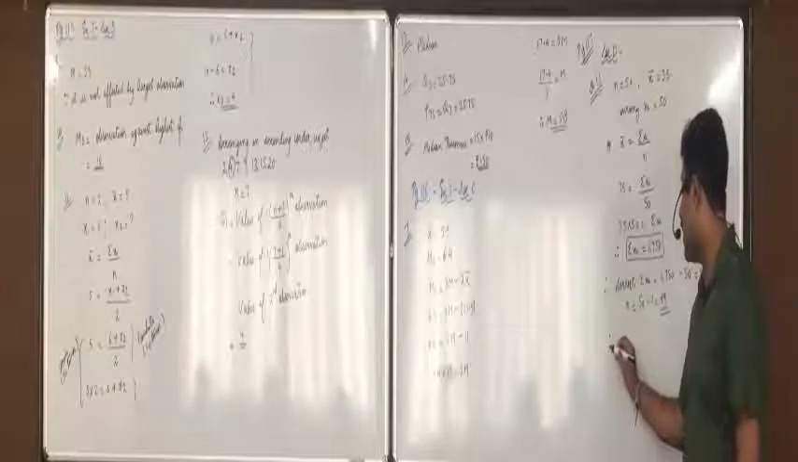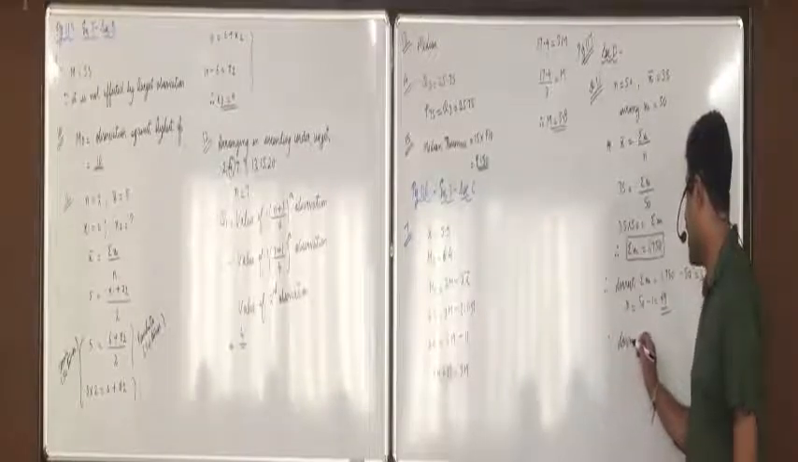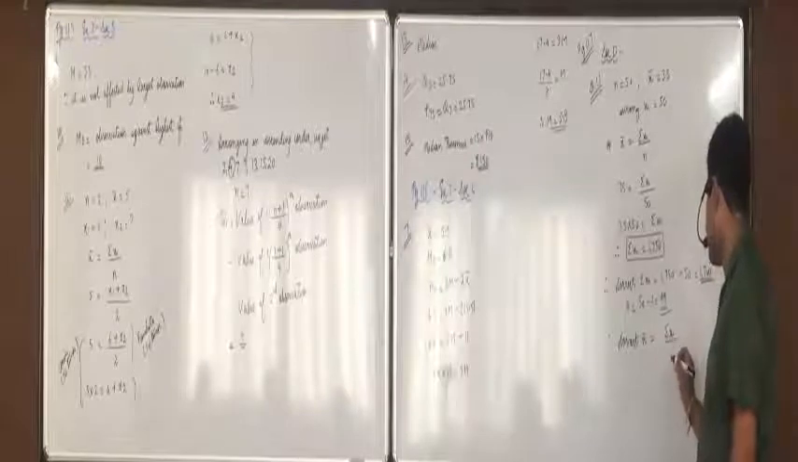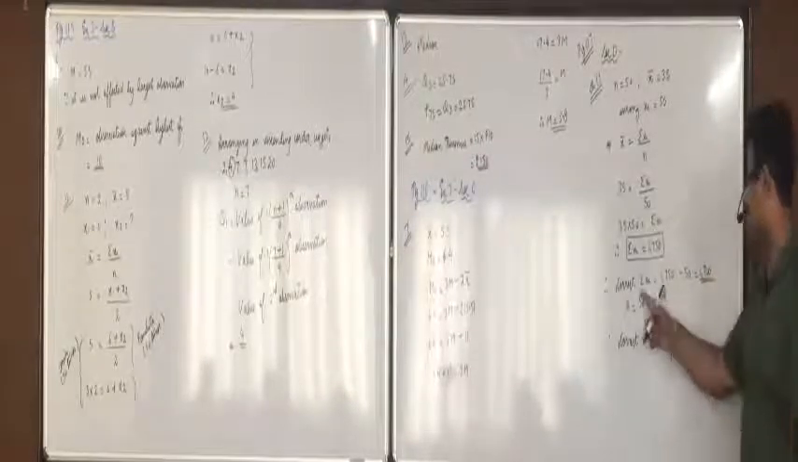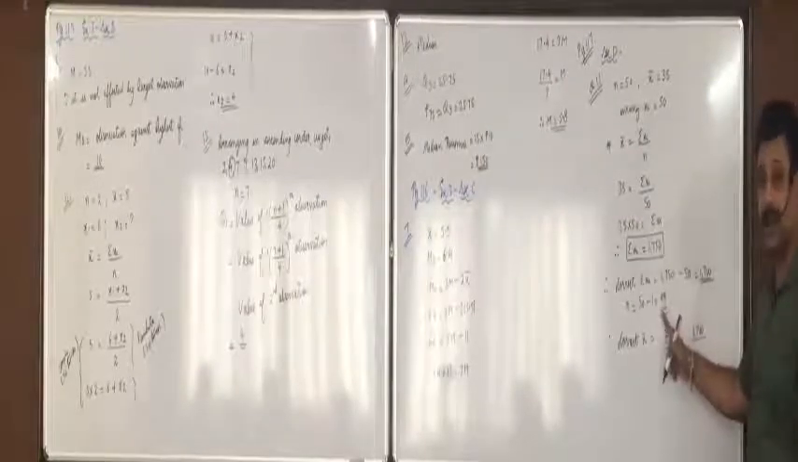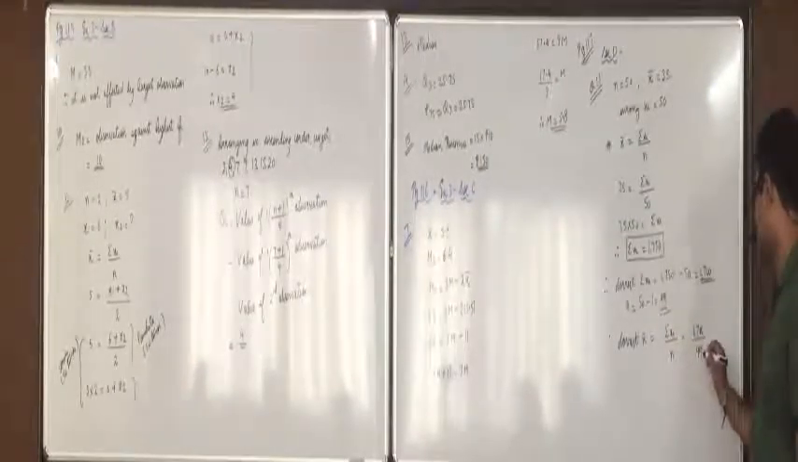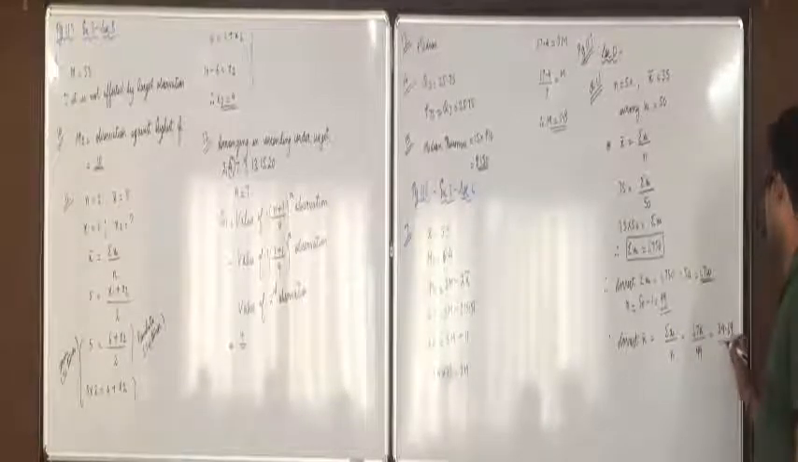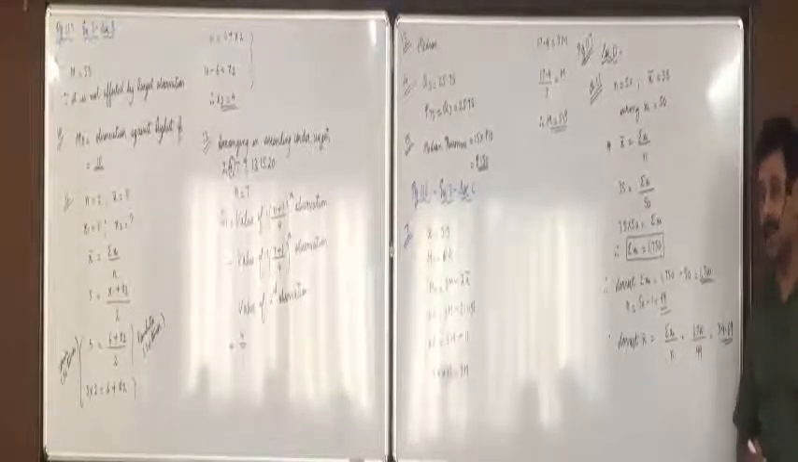So what will be the correct mean if we reapply that formula? Sigma xi upon n. Now the correct sigma xi is 1700, and that is of how many observations? 49. So 1700 upon 49, that is 34.69. Did you understand this?